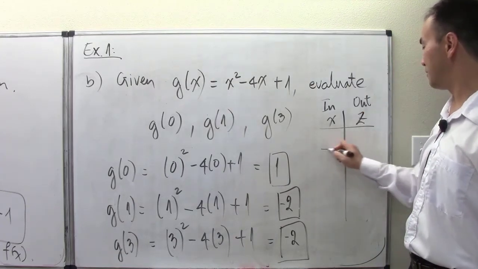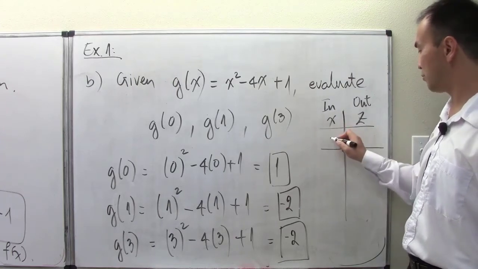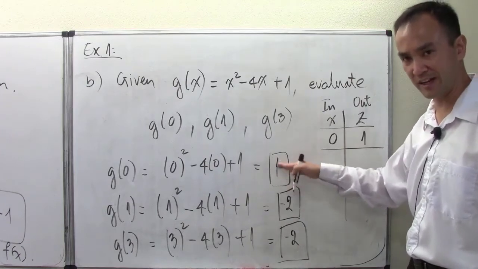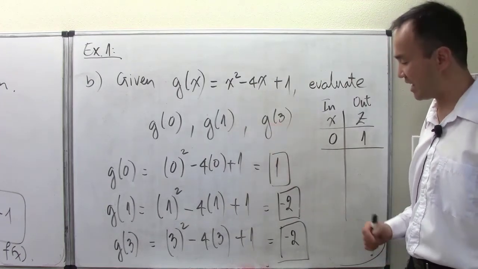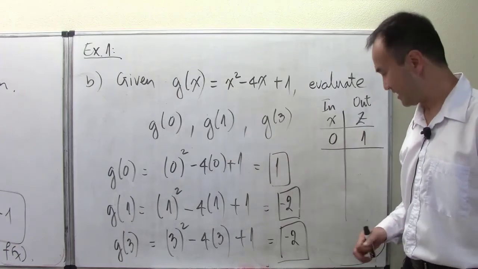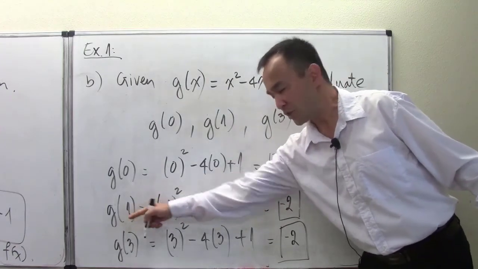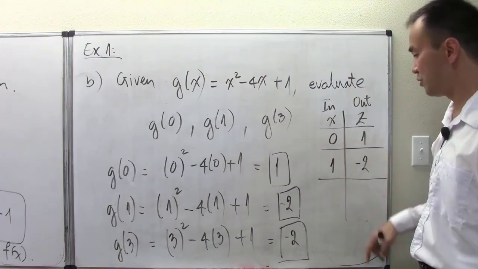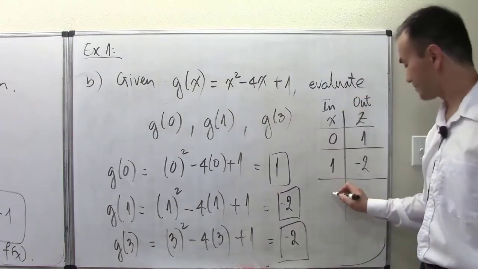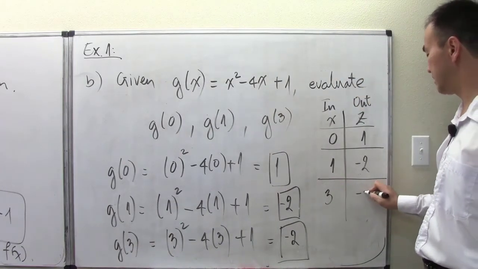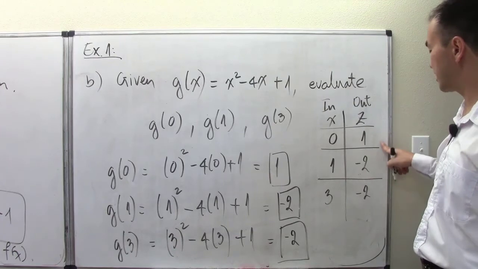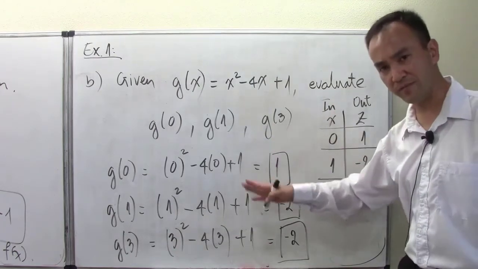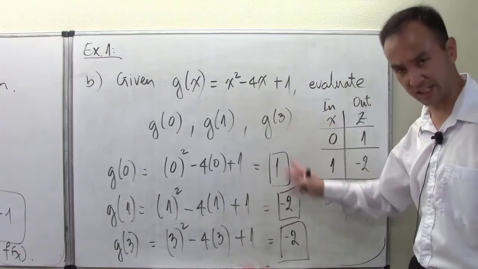Okay, and so when x, the input variable, equals 0, we had an output 1 recorded here, and that was done through the calculation. That's why I said the rule determines the output. When input was 1, the output came out being negative 2. When input was 3, the output came out being negative 2 again. So using a table, after we have done with the function, is a way to represent the function.